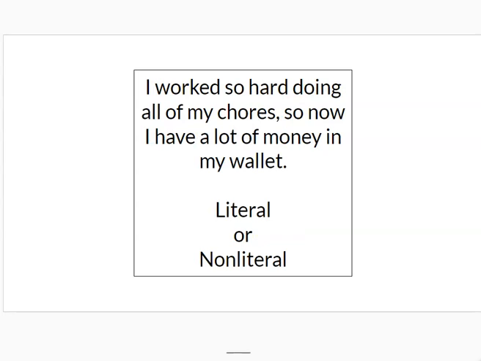I worked so hard doing all of my chores, so now I have a lot of money in my wallet. Is that literal or non-literal? Pause the video. I worked so hard doing all of my chores, so now I have a lot of money in my wallet is literal. If you do a lot of chores, then you could be paid a lot of money. Let's look at another example.